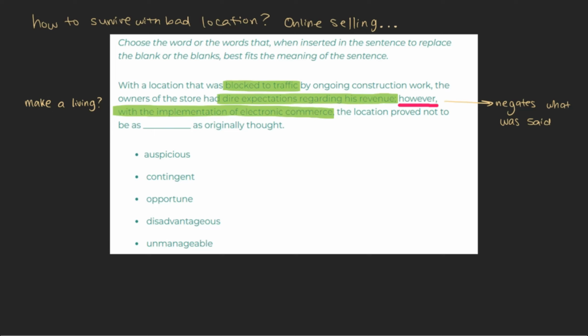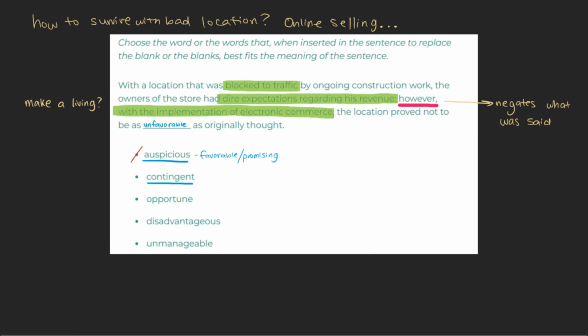Now that we've simplified the sentence, we can see that the word in the blank should be something like bad or unfavorable. With this in mind, let's now take a look at our choices and see which one matches best. A. Auspicious. As auspicious means favorable or promising, we can see that this not only doesn't match what we're looking for, but is the opposite. This choice can be marked as incorrect.